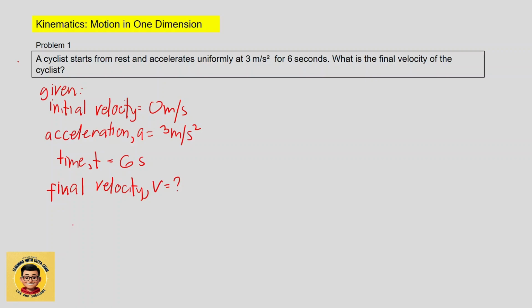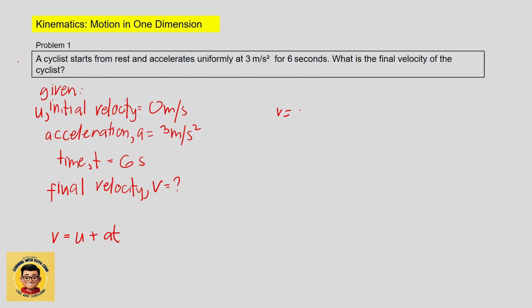The equation that we will be using will be based on the equations of motion, which was discussed in the previous video. So we will be using the first equation of motion, which is v is equal to u plus at. So our u here is the initial velocity. Since we have already identified the given values and the equation to be used, we will now be substituting the given values to the equation.